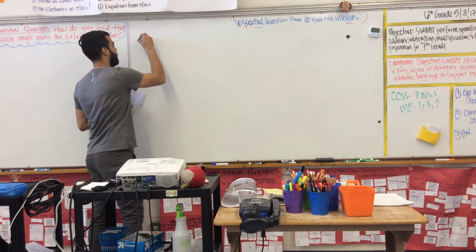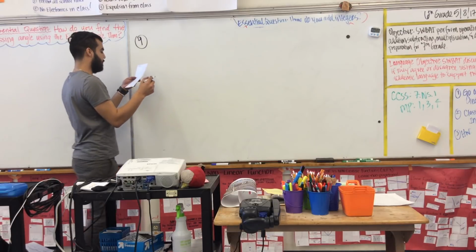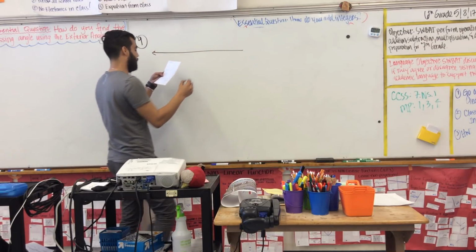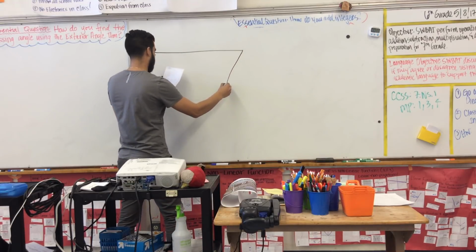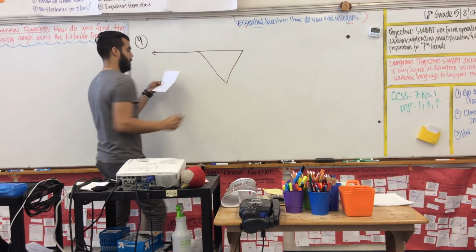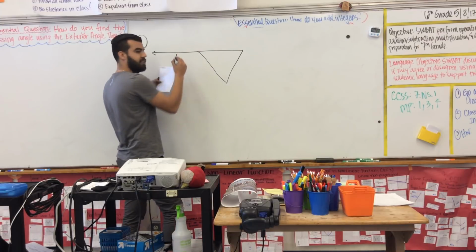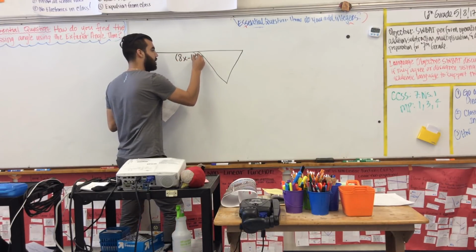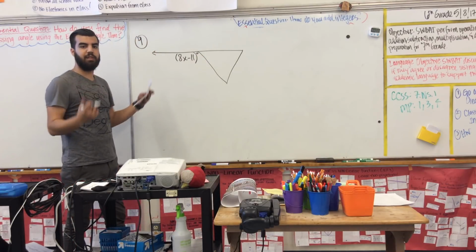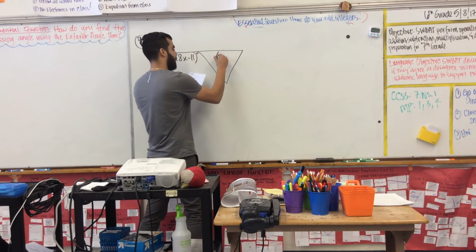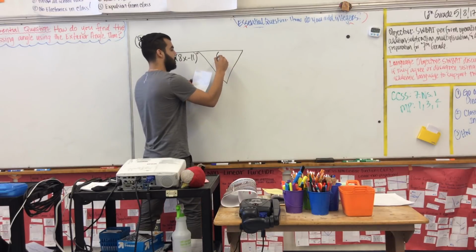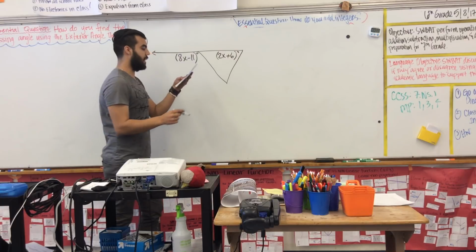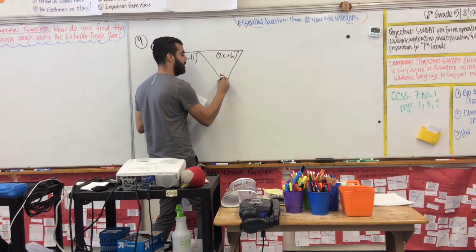Let's see. So I have number 9. Looks something like, so I have the line. I know that the exterior angle equals 8x minus 11, and they use the parentheses just so it looks neat. And then this angle right here equals 2x plus 6. And then I know this angle right here is just 5x.